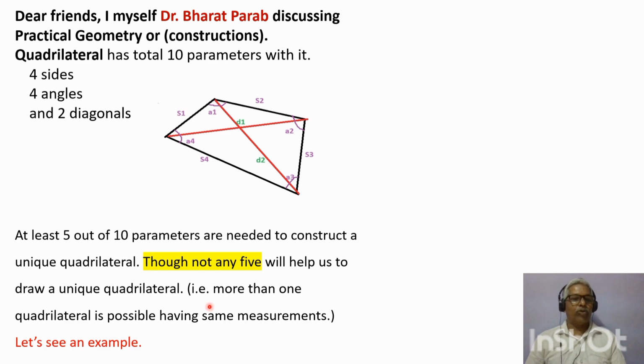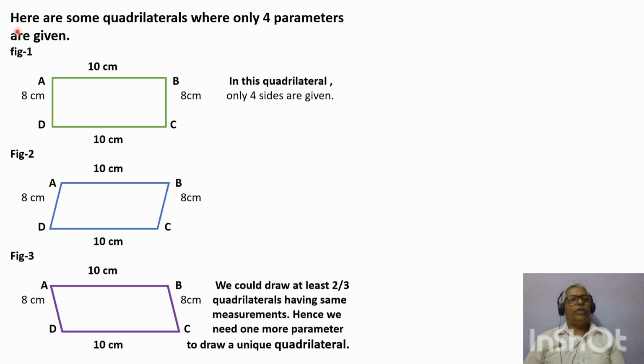That is, more than one quadrilateral may be possible having the same measurements. So let us see an example to clear this. Then you will come to know what this is about. Here are some quadrilaterals where only four parameters are given. Let us study this. See figure 1, figure 2, figure 3.